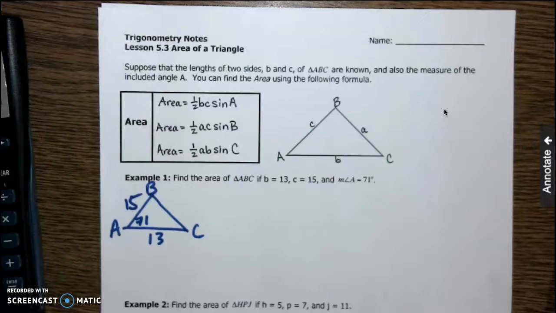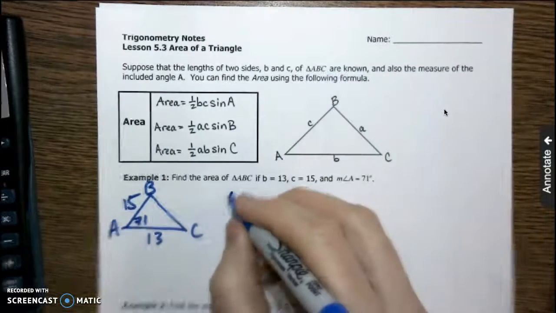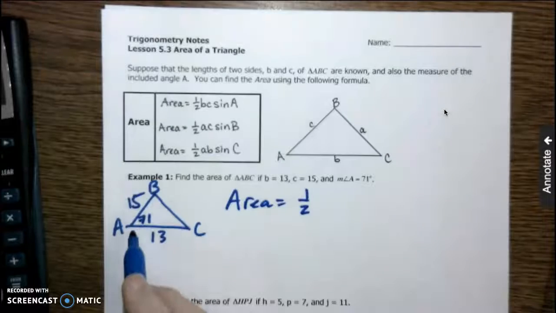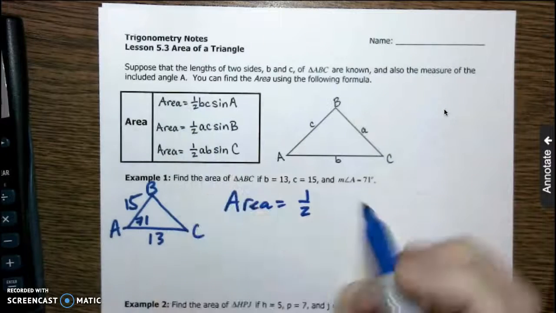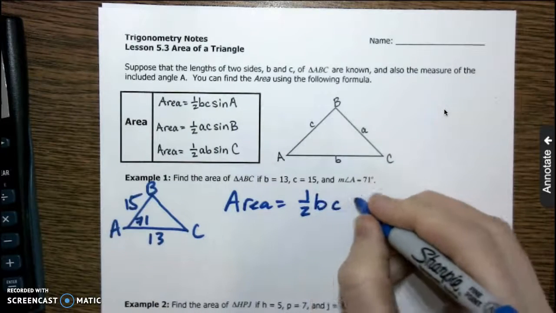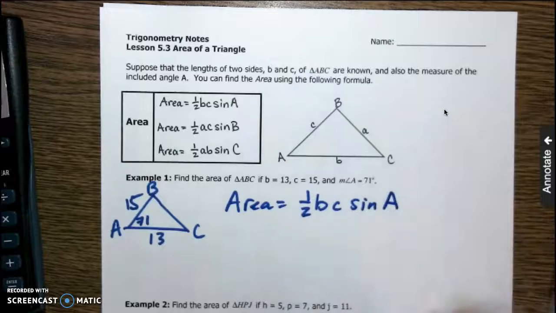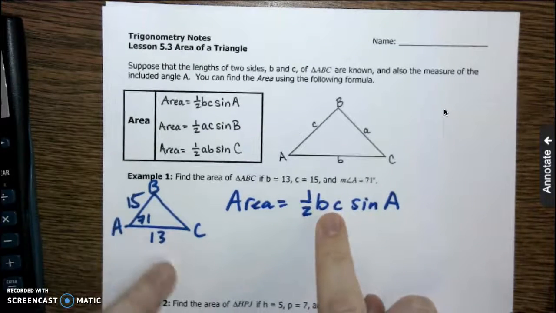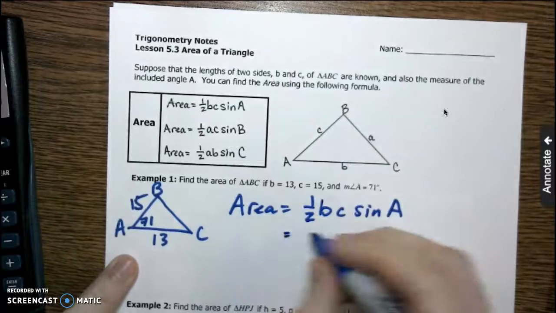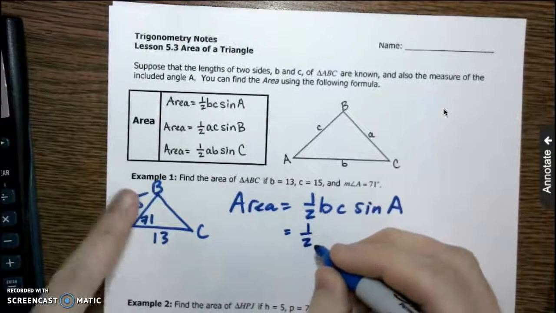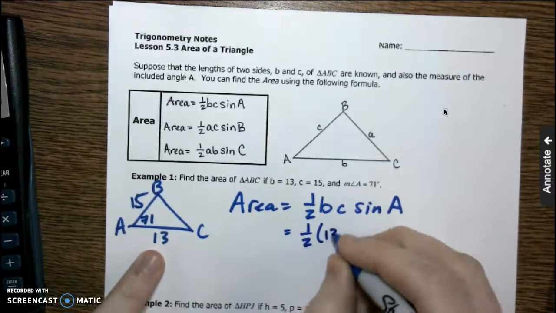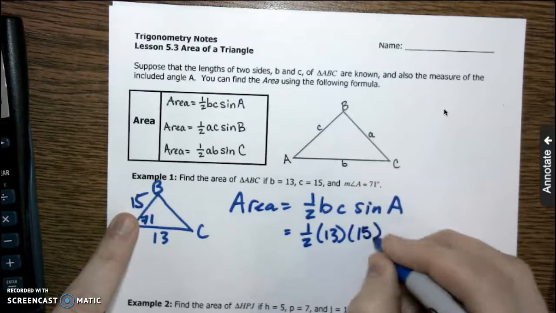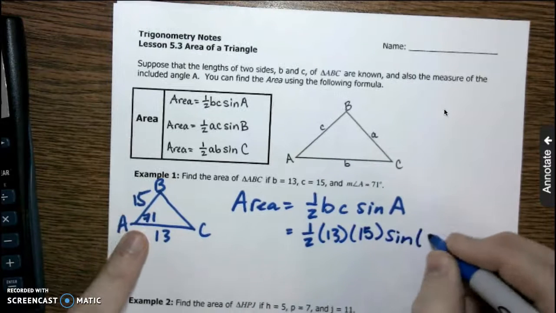So in order to find the area, you're going to take 1/2. Since I have angle A, we're going to use this first equation. So it'd be 1/2 BC sine of A. So if I have angle A, I have to have sides B and C, the sides right next to A, the adjacent sides. So side B is 13. Side C is 15. And sine of angle A, which is 71 degrees.